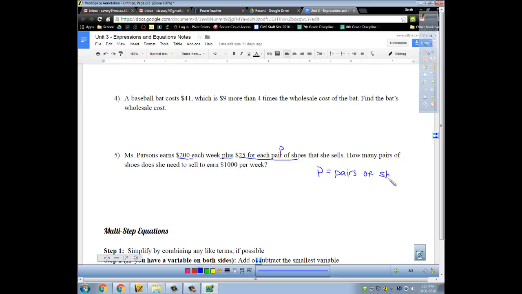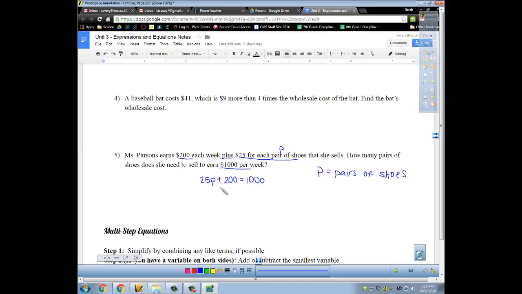Some people in class chose to use S. I don't like to use S just because it looks like a 5, but you can use S if you want. Just make sure it's a really curvy S. Okay, and then we're going to earn a total of $1,000 per week. So right here's my variable. So 25 for each pair of shoes, that's going to be 25P. It says plus 200, and I'm going to get a total of 1,000. So that's my equation.